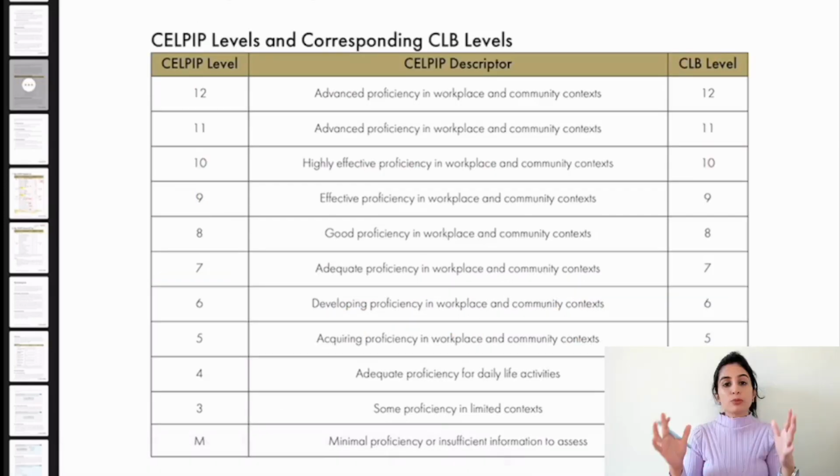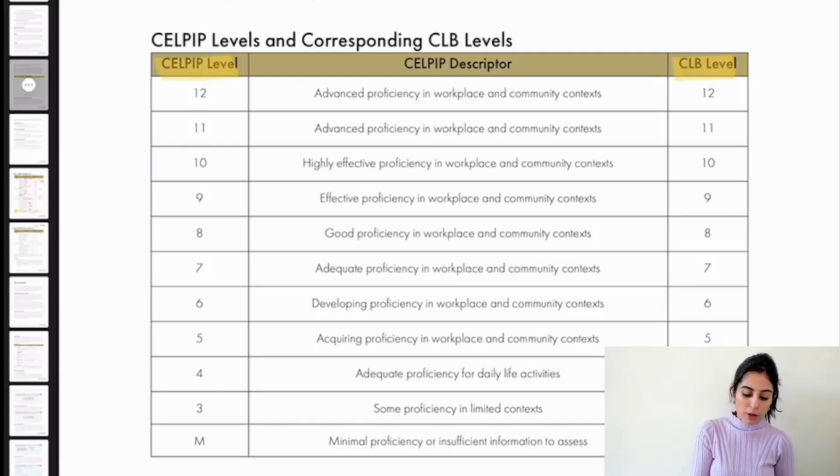Okay, let's move on to the scoring criteria. How do they score the CELPIP test and the corresponding CLB level? So the best part is the CELPIP level is exactly the same as the CLB level, and to score the maximum in your CRS for Canadian PR, you have to score a 10 in your modules, 10 in listening, reading, writing, as well as speaking.